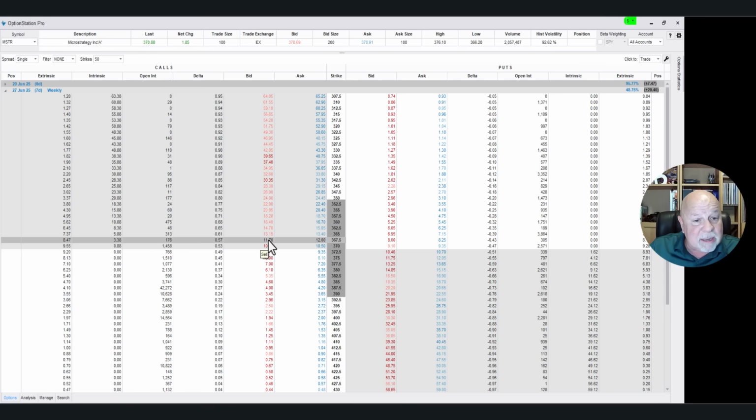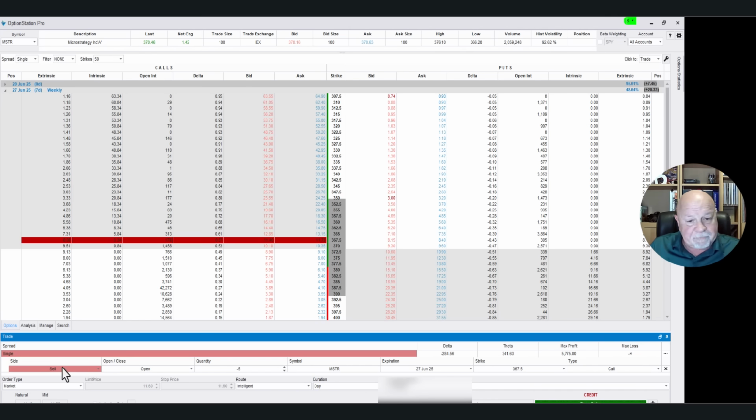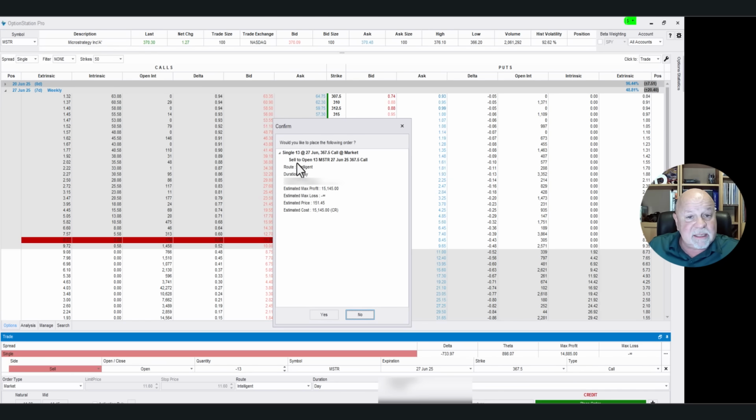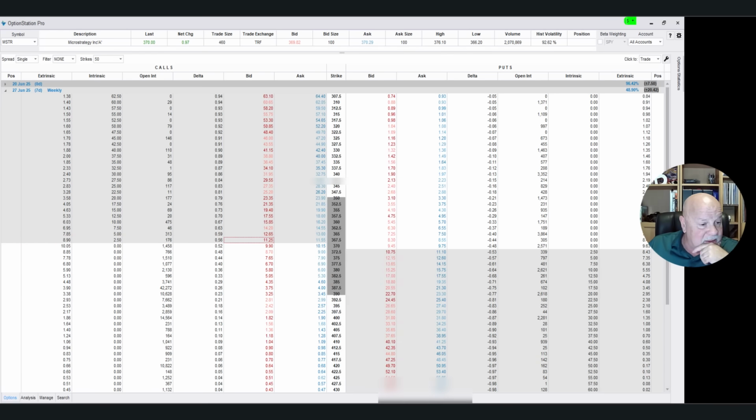Since I want to sell them, I'm going to click this, and it's going to build my order at the bottom. So I'm going to sell 13 of those contracts for June 27, 367.50. That's a week from today, at the market. I'm going to read it back: I'm selling to open 13, an opening trade on the sell side, 13 MicroStrategy, June 27 of 2025, 367.50 calls. Is that right? Yes, that's right. So I'm going to hit yes, and I got a fill.